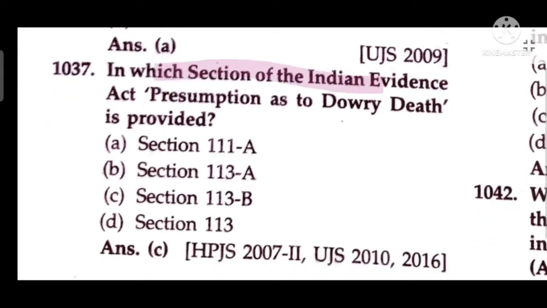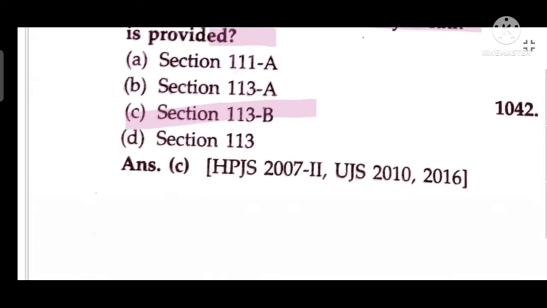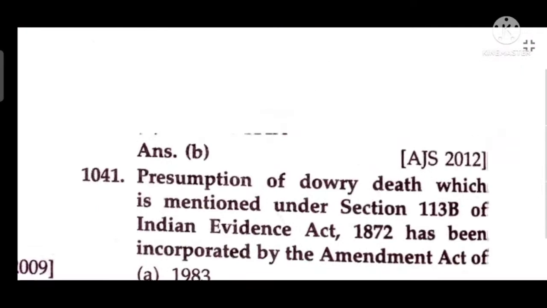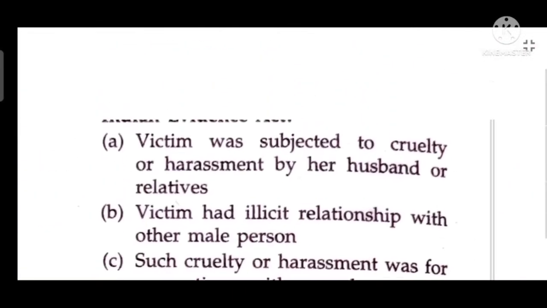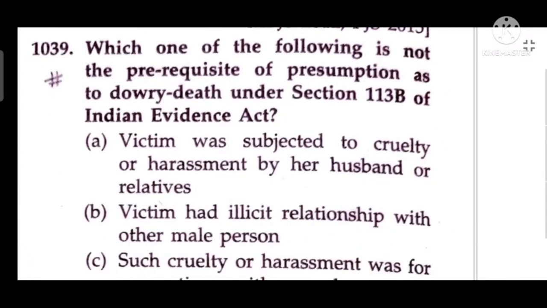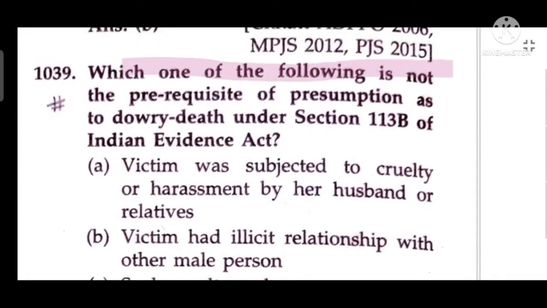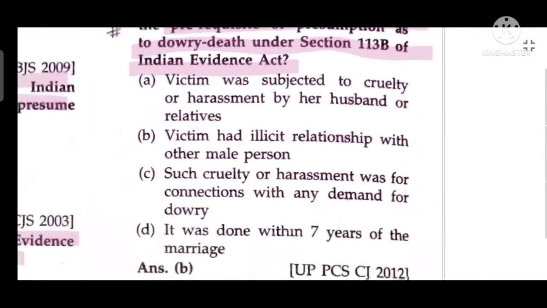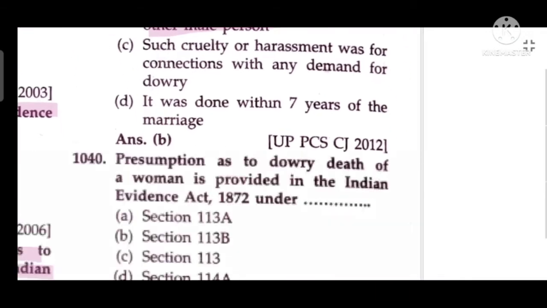In which section of the Indian Evidence Act is the presumption as to dowry death provided? 113B. The following section of the Indian Evidence Act is related to dowry death: 113B. Which one of the following is not a prerequisite of the presumption as to dowry death under Section 113B of the Indian Evidence Act? Victim had an illicit relation with another male person.